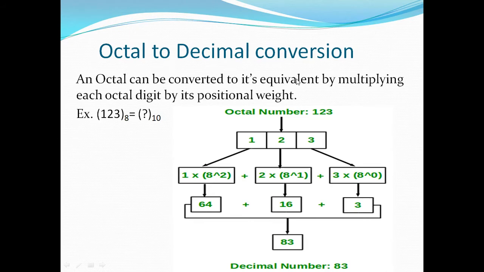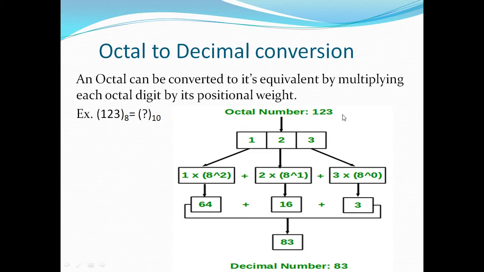Next is the octal to decimal conversion. They are also similar to binary to decimal conversion. We will multiply each octal digit by its positional weight. As in binary to decimal conversion, where we write the positional weight like 2 to the power 0, 2 to the power 1, 2 to the power 2 and so on, here we will write the positional weight as 8 to the power 0, 8 to the power 1, 8 to the power 2 and so on.